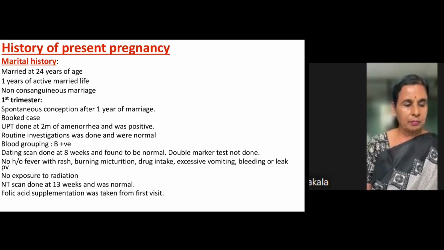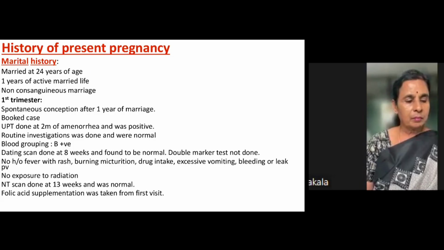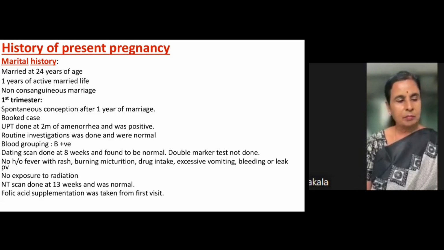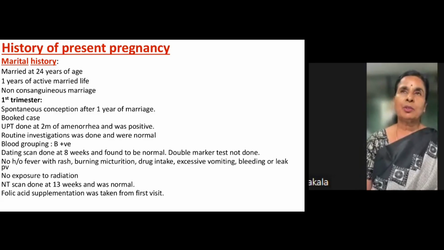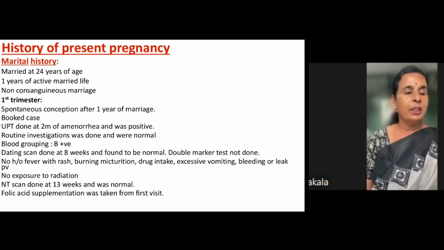No history of fever with rash, burning micturition, drug intake, excessive vomiting, bleeding or leak PV. No exposure to radiation. NT scan was done at 13 weeks and was normal. Folic acid supplementation was taken from the first visit. So this is the first visit. So what are the tests you do in the first visit?